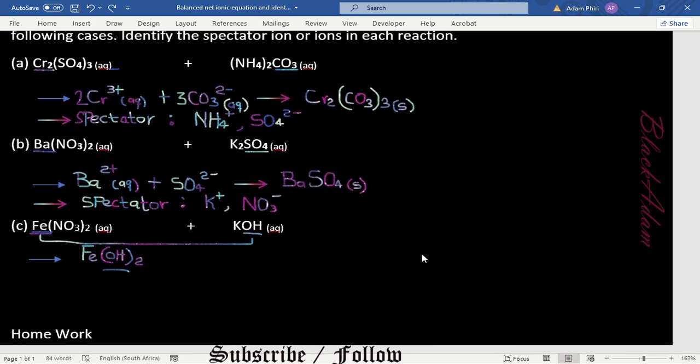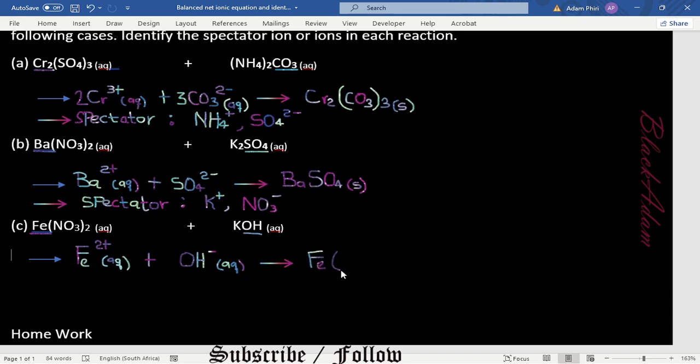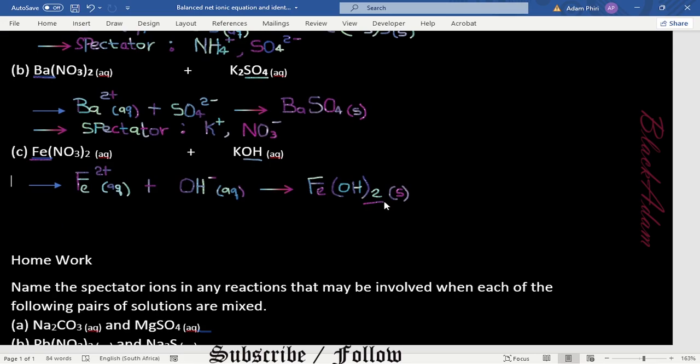Then again, we have to write the reaction. So the reaction will be we have iron, which is 2 plus, and that's aqueous. And then we have hydroxide, which is 1 minus. Again, it's aqueous. And then all that gives us iron hydroxide. Okay, so iron 2 hydroxide, that's solid.